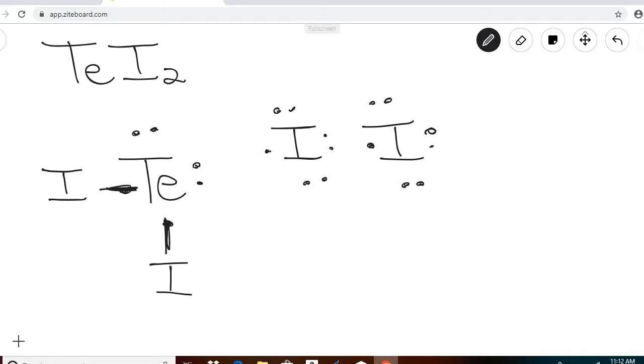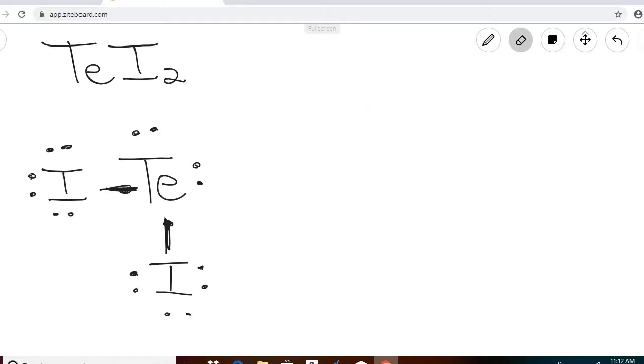And then do remember, I think I forgot to do this on the others, but remember to put the rest of the paired electrons on your Lewis structures. Okay, so that's the Lewis structure for that one. And so then let's go ahead and draw the 3D figure, the stick figure.